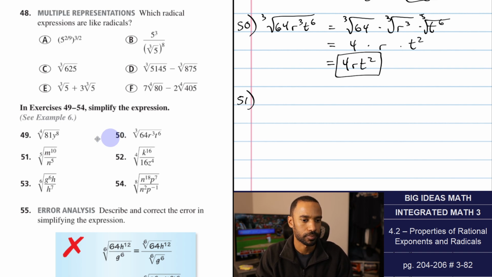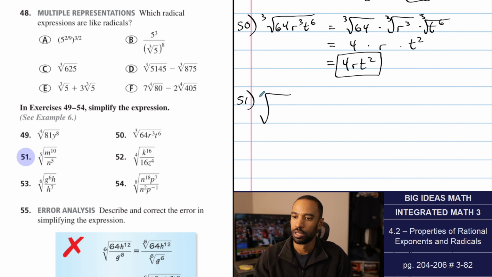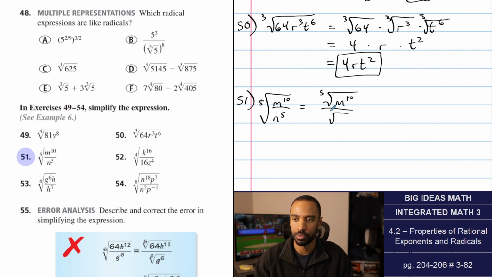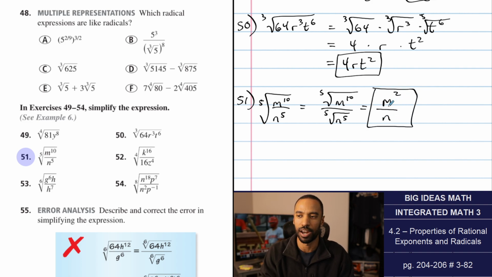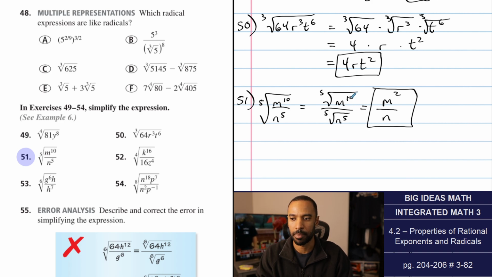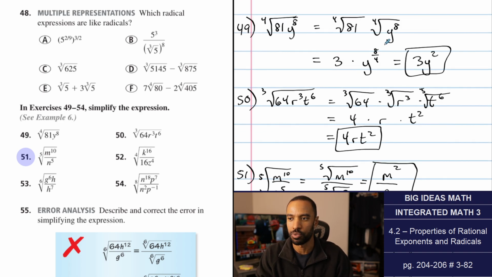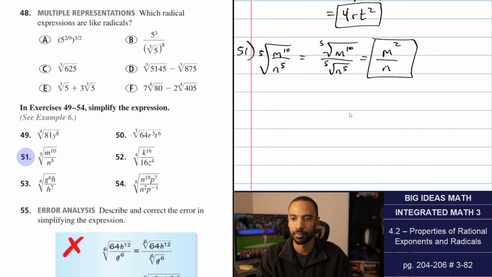Number 51. We have the fifth root of m to the 10th over n to the 5th. Once again, if you need to treat them separately, there's the fifth root of m to the 10th over the fifth root of n to the 5th, but they're still dividing. 10 divided by 5 is 2, you get m squared. 5 divided by 5 is 1, you just get n. You have m squared over n. So hopefully that makes sense in division and what we're doing, but if you need to rewrite into rational exponent form, that can help you get there.